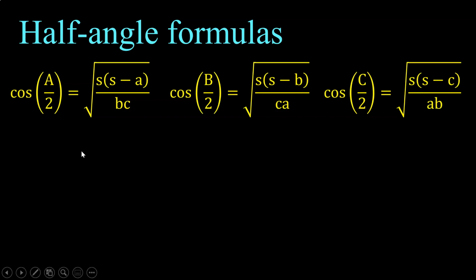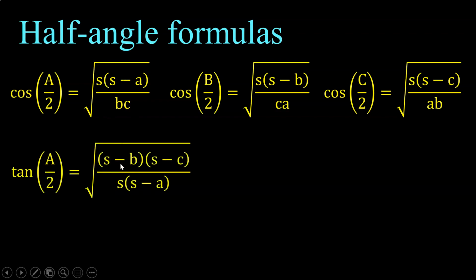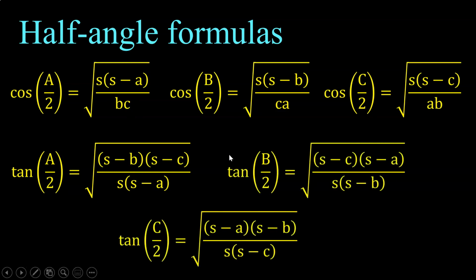Now tan A by 2 is very straightforward. We just obtain it by dividing sin A by 2 with cos A by 2, just their ratio. So this is (S minus B) into (S minus C) upon S into (S minus A), because the denominator is BC in both of them, so it will get cancelled. Similarly, we have formulas for tan B by 2 and tan C by 2.